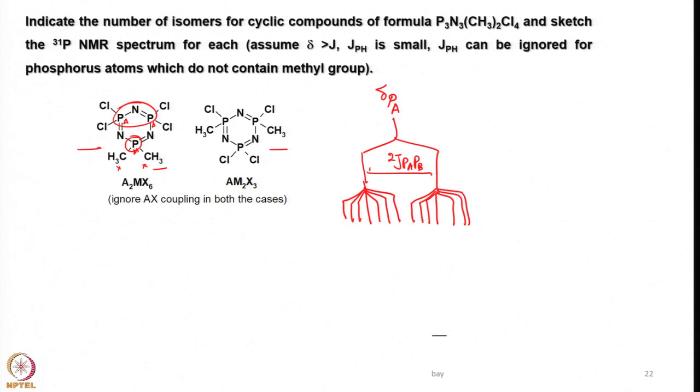And for PM, this will be coupled with this one into a triplet, and then each triplet will again be a septet here.